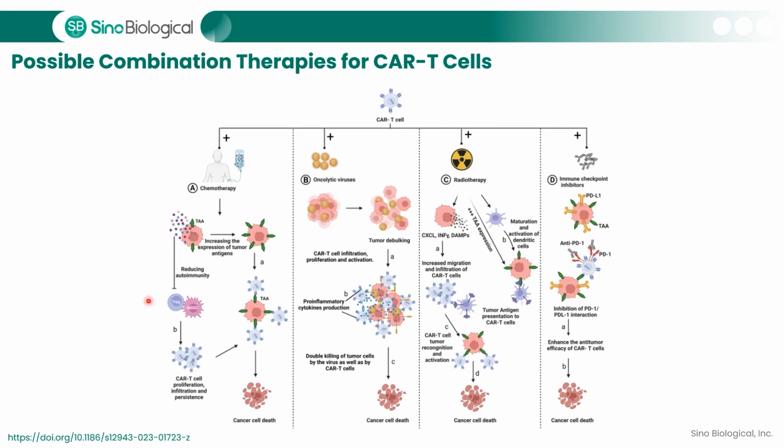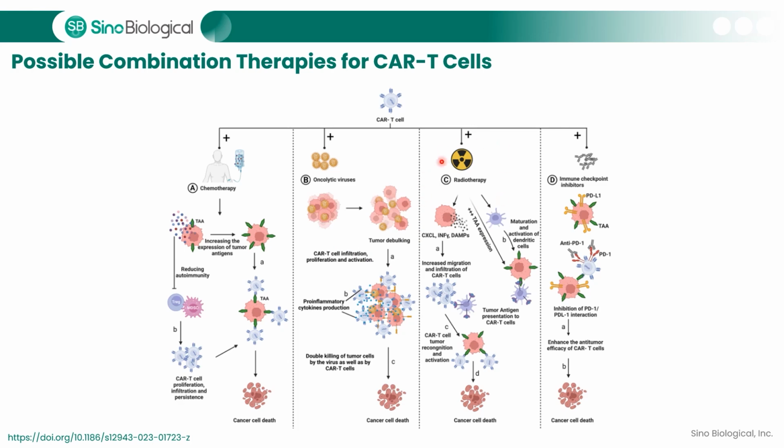Chemotherapy is known to increase the expression of the tumor-associated antigen on the cancer cells. This effect will help enhance the CAR T cells' interaction with the cancer cells and promote the CAR T cells' proliferation, infiltration, and extend their persistence in the tumor microenvironment. And through the oncolytic viruses, the tumor debulking further enhances the CAR T cells' infiltration, proliferation, and activation, the cytokines production and cancer cell apoptosis.